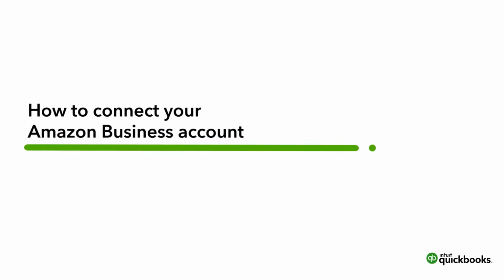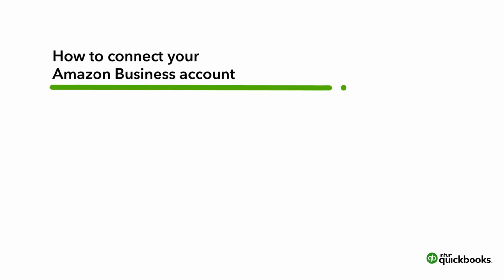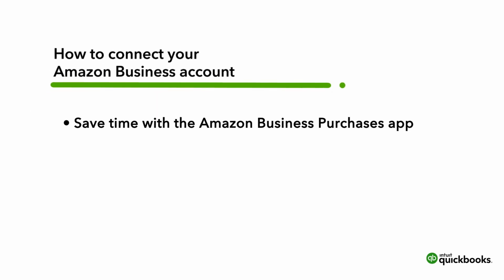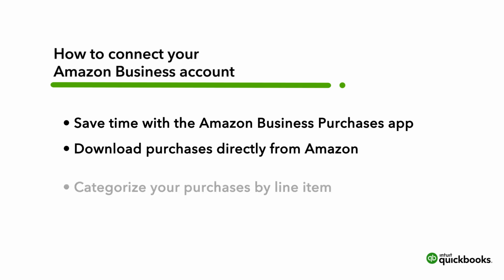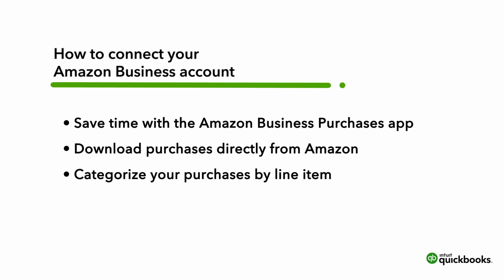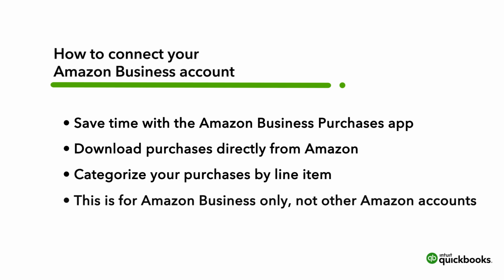If you use Amazon Business, you can save time with the Amazon Business Purchases app. QuickBooks will download your purchases directly from Amazon and help you track your purchases in greater detail. We'll go over how to connect your Amazon Business account to QuickBooks, and then categorize your purchases by line item so you can track exactly what you purchased. This app only works if you use an Amazon Business account. It is not available for Amazon.com accounts.